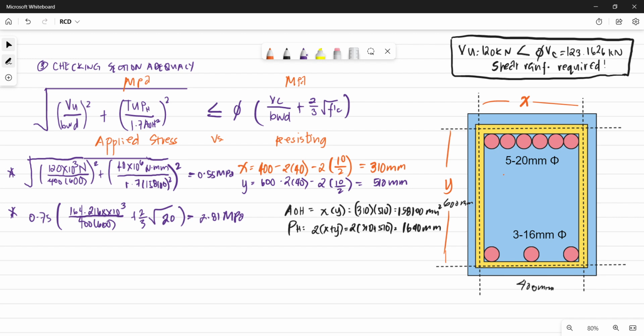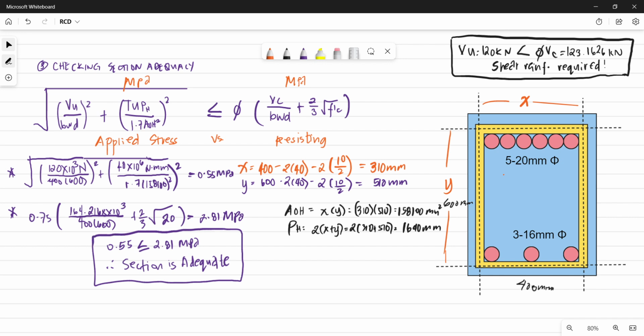Since your applied stress na 0.55 is less than your resisting na 2.81 MPa, you conclude that your section is adequate. And ibig sabihin, adequate yung section natin.